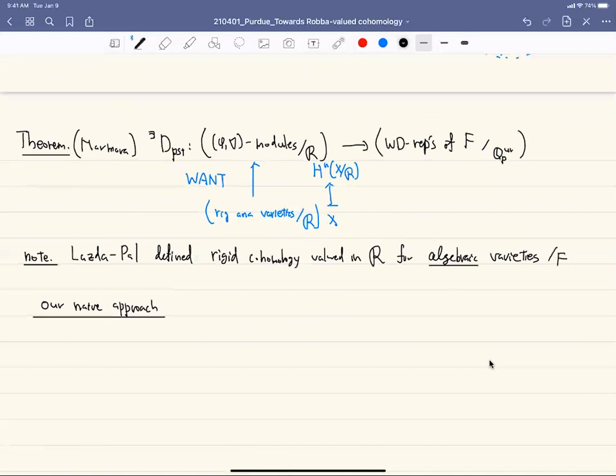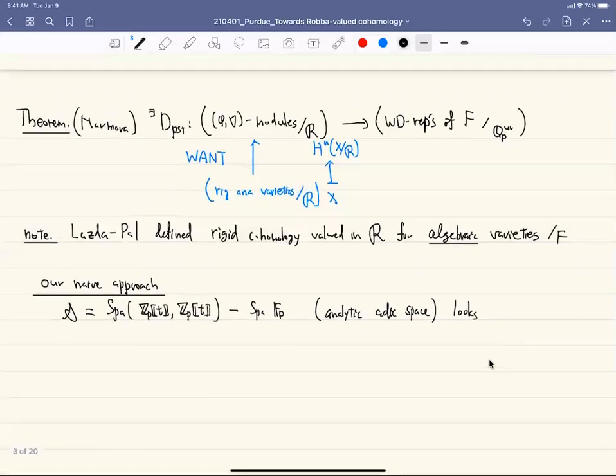So let's consider the following object. Curly S is Spa of Z_p double bracket T, comma Z_p double bracket T. Here, I want to equip this ring with the p-adic topology, and then remove the F_p point. So this is a so-called analytic adic space, in the sense of Huber's adic space theory. Of course, if you have never seen this, it's hard to imagine what they look like, so let me draw a picture.